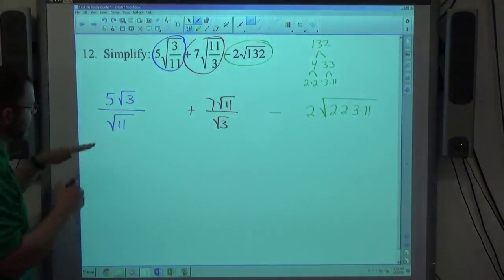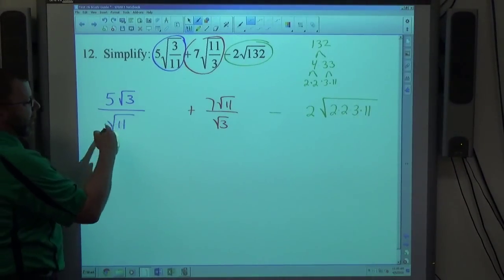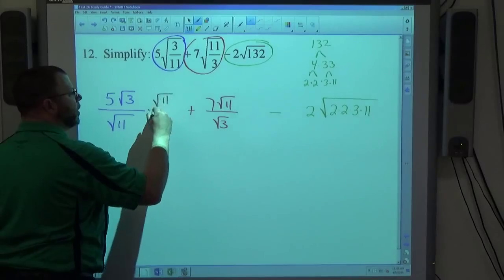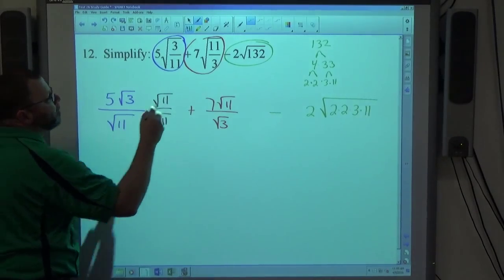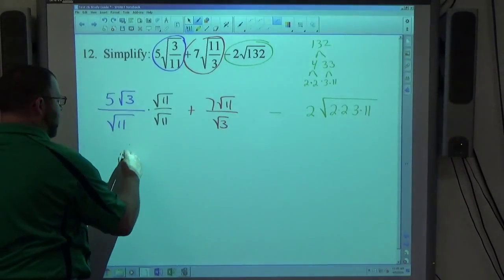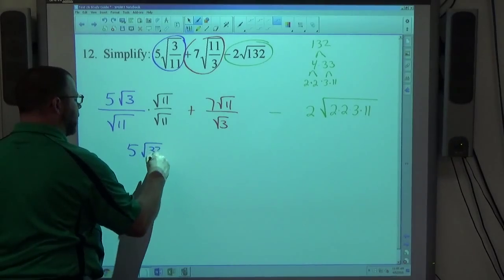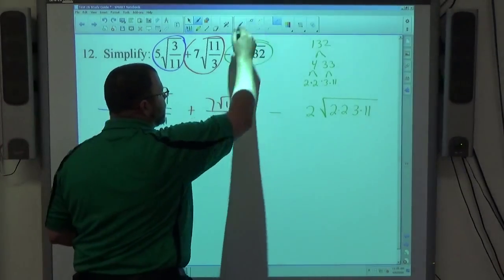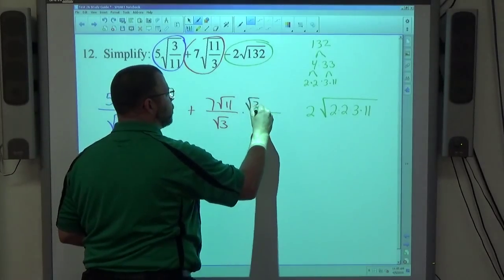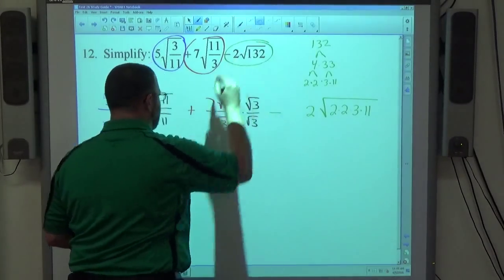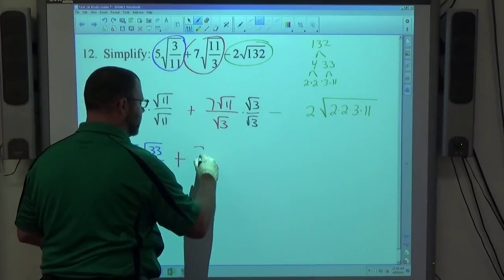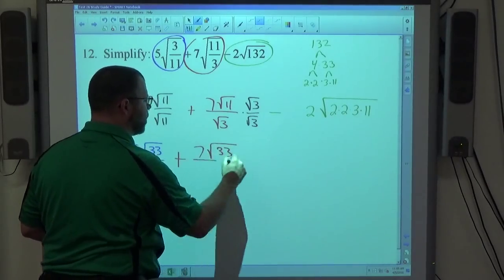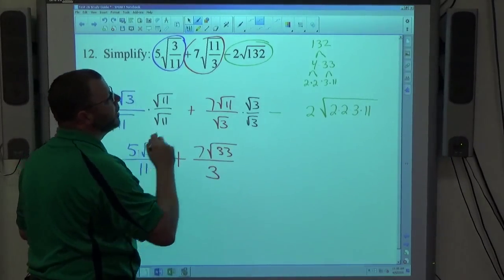So for the fraction ones, I don't want radicals in the denominator, so multiply by the square root of 11 on top and bottom. That gets me for the blue term here, 5 times the square root of 33 on top. Square root of 11 times itself makes 11. The second one, multiply top and bottom by the square root of 3. So for the red term, I'm going to get 7 times the square root of 33 on top. Square root of 3 times itself on the bottom makes 3.